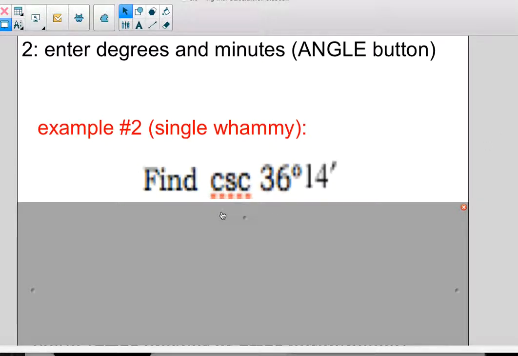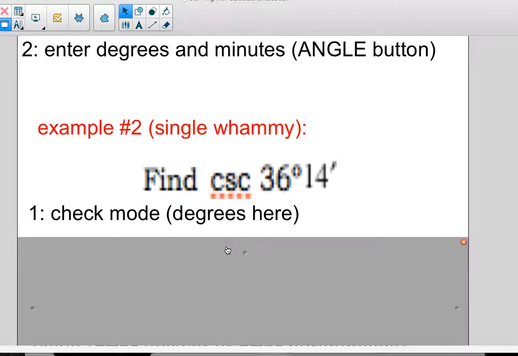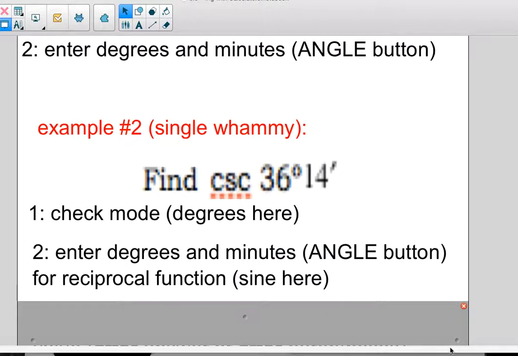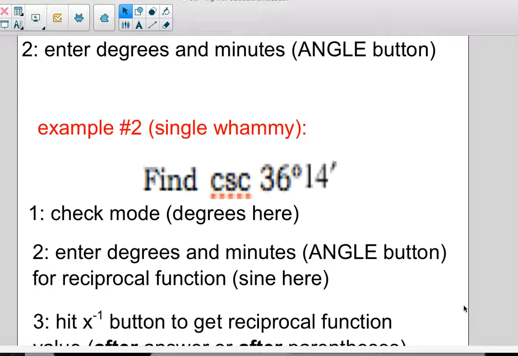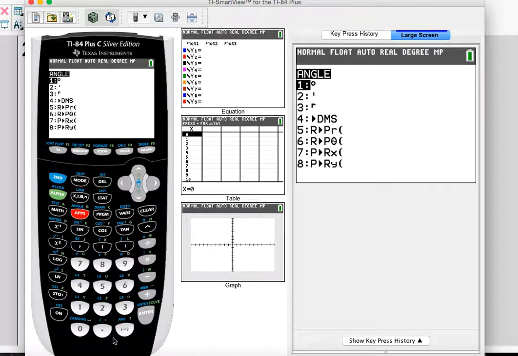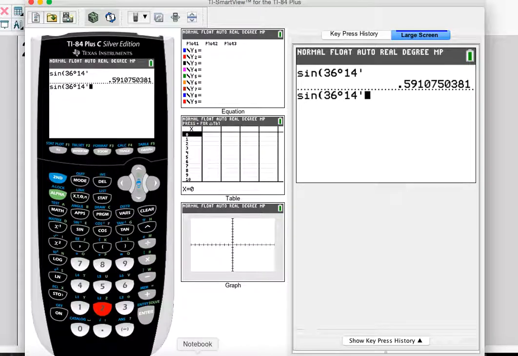If I needed to find cosecant of 36 degrees 14 minutes, it's the exact same thing as finding sine of 36 degrees 14 minutes, but I just want to make it a reciprocal and then I'd be done. So here we're going to check the mode again and then enter the degrees and minutes for the reciprocal function, which is sine. So I'm going to hit sine of 36 degrees 14 minutes.